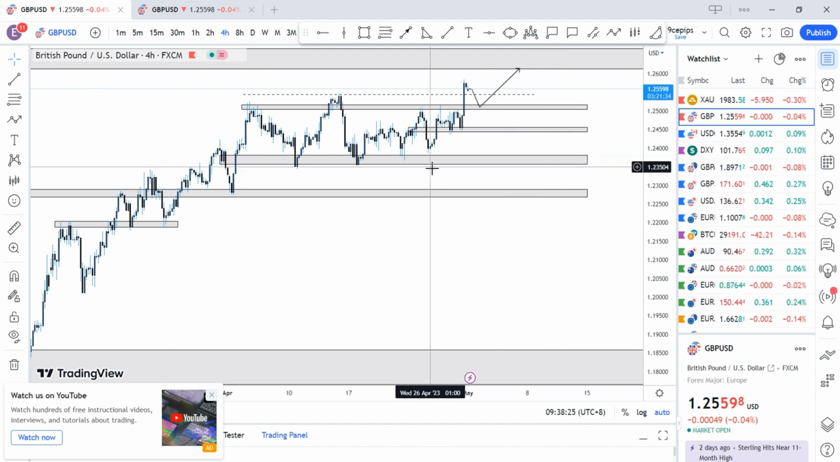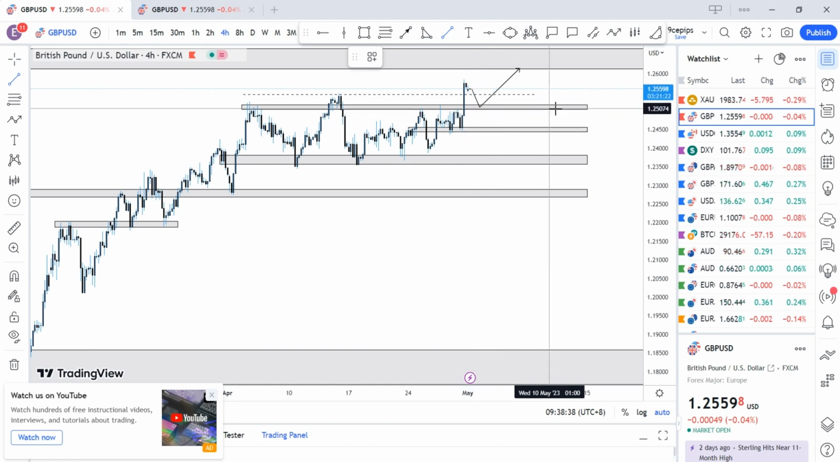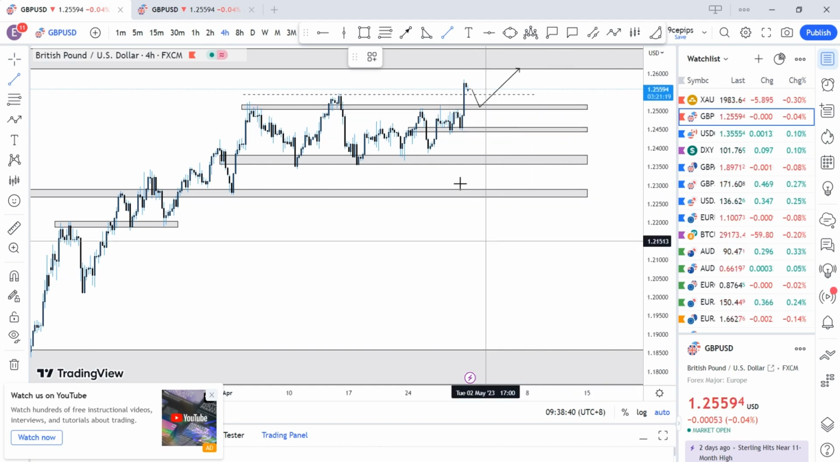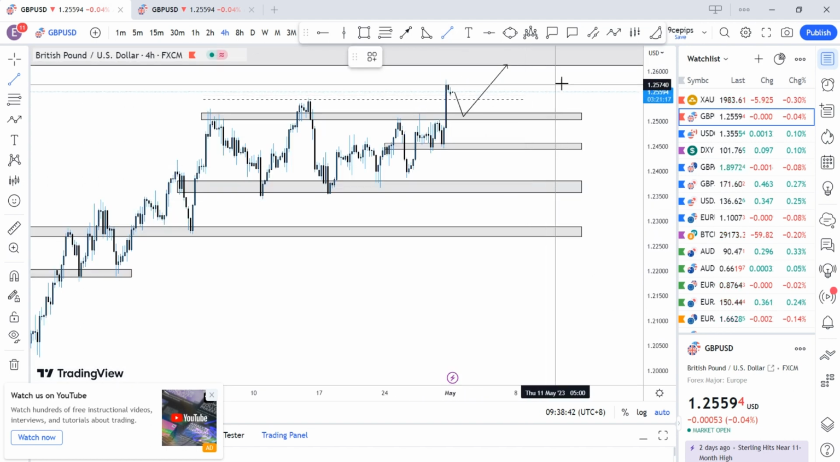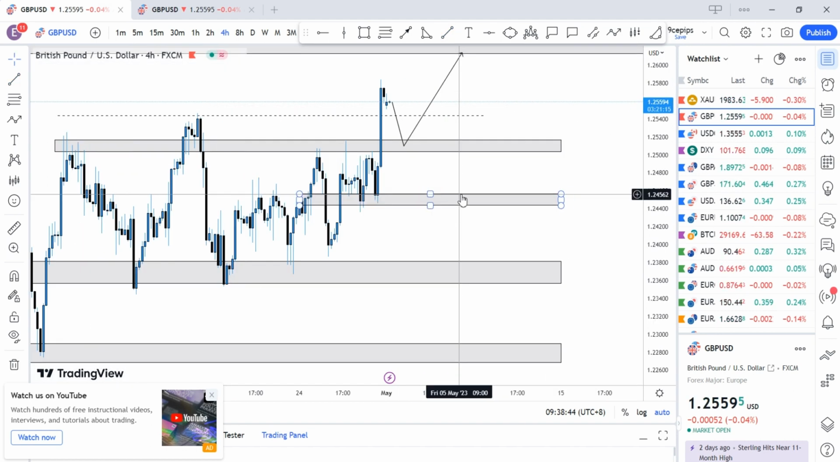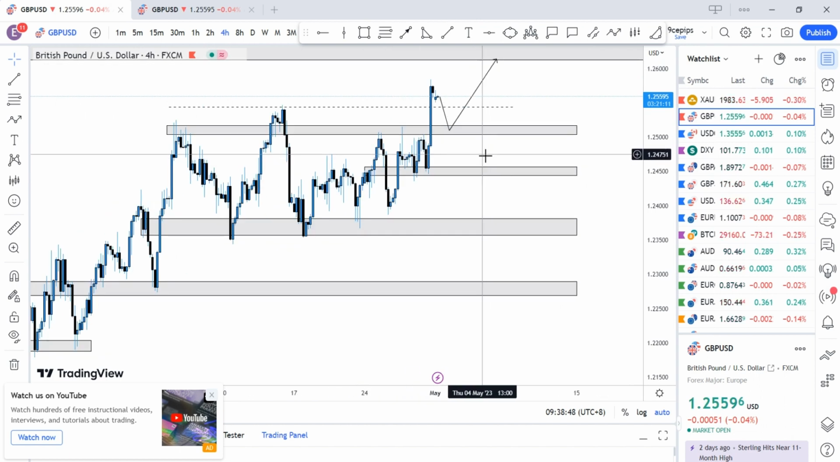Nevertheless, the market can be crazy. We could even see price come back into that region, create a head and shoulders pattern, and start rolling down. We can't rule that out. But for now, I'm very much anticipating price to retest these regions and continue to the upside.